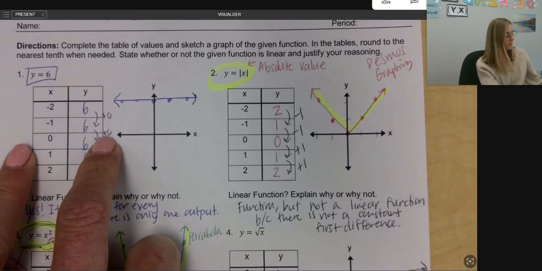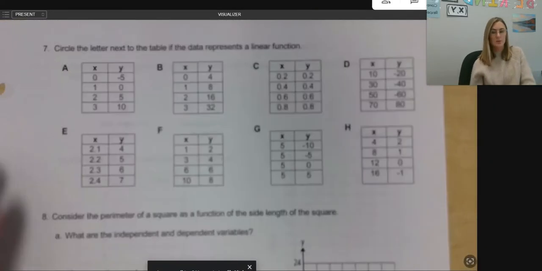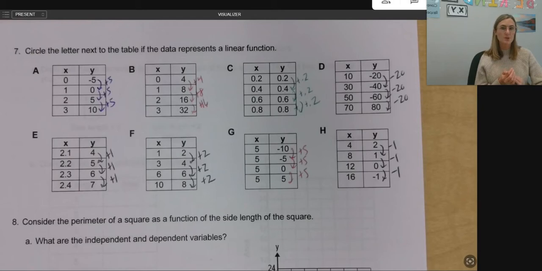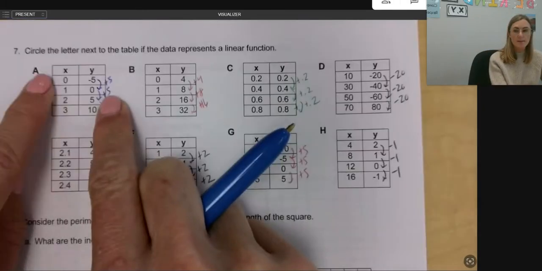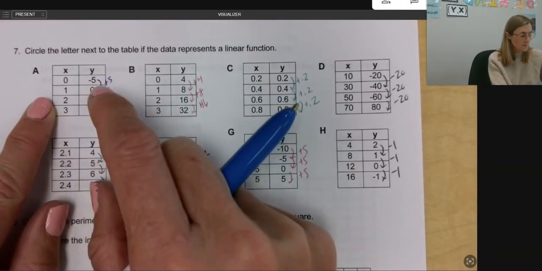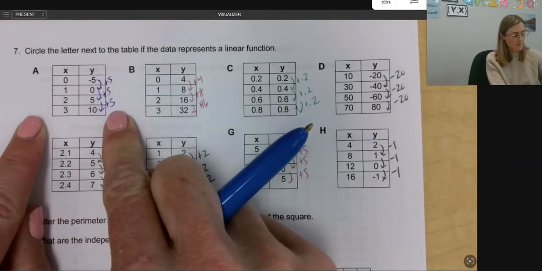So I want you to go ahead and try number 7 and let me know which of these would be linear functions. So the first thing I did is find the first difference for each of these. But another important thing is to look at our inputs. Make sure that if I'm adding the same thing each time, I need to also be adding the same thing on this side. That means the slope would be the same. So for this, I go 0, 1, 2, 3, and I increase by the same first difference.